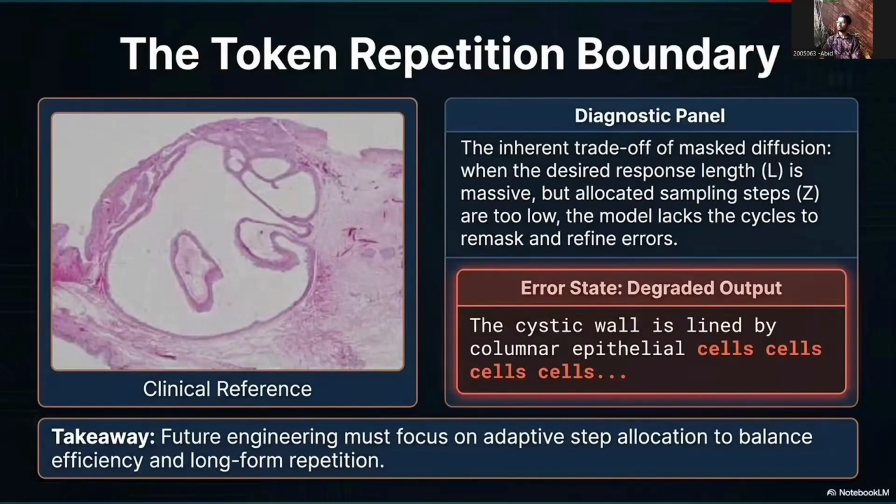This system is not flawless, and this slide highlights a boundary in the architecture. When the desired response length is massive, but we don't allocate enough sampling steps, the model lacks the cycles to remask and refine its errors. The diagnostic panel shows this error state where the output degrades into endlessly repeating the word "cells." The key takeaway for our future engineering efforts is that we must focus on adaptive step allocation to automatically balance efficiency and prevent this long-form repetition.